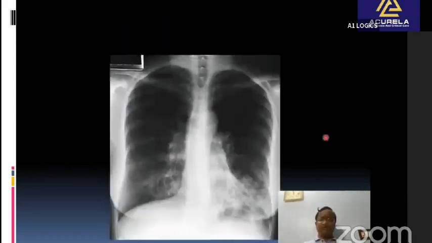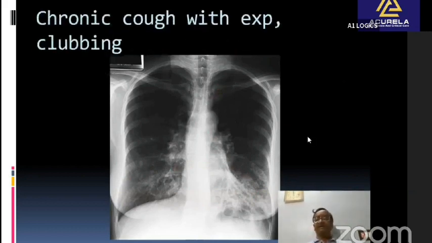What is this? This patient has a cough with expectoration, with clubbing. Okay, so everything is normal. There is no push-pull. This is a very good inspiratory filling, and the subcutaneous tissue is normal. These angles are normal. Now you can see a heterogeneous shadow in the right and left lower zones on both sides. Now you can see there is clubbing.